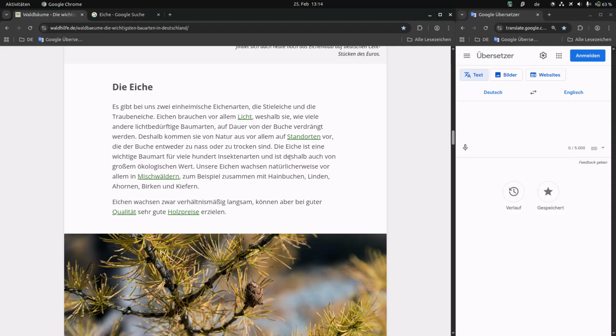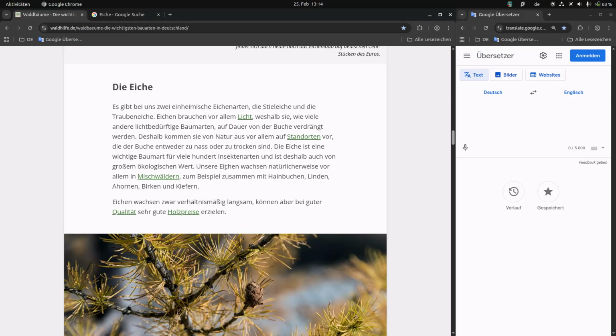Und, and, ist deshalb, is therefore, auch, also, von, of, großem, big, basically huge. Groß means big or huge. Großem, von wem, of whom, therefore it's großem, because it's dative case, ökologischen Wert. So, ecological, you could say, Wert, which means value or worth.